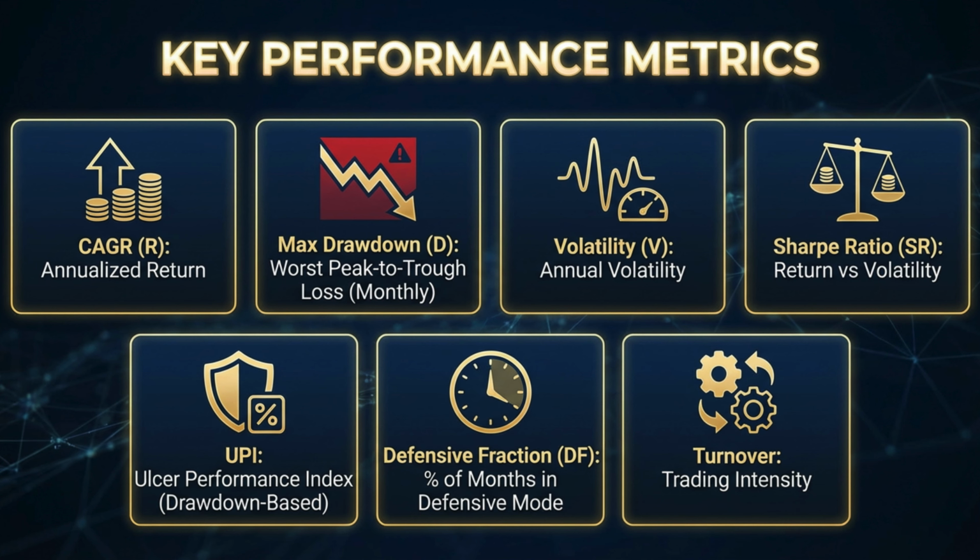To judge the strategy, the paper reports several common metrics: CAGR for growth, maximum drawdown for worst-case pain, volatility for variability, and Sharpe ratio for risk-adjusted returns. It also uses UPI, Ulcer Performance Index, which focuses more directly on drawdowns, and it reports how often the system is defensive plus turnover, which hints at trading costs and friction.